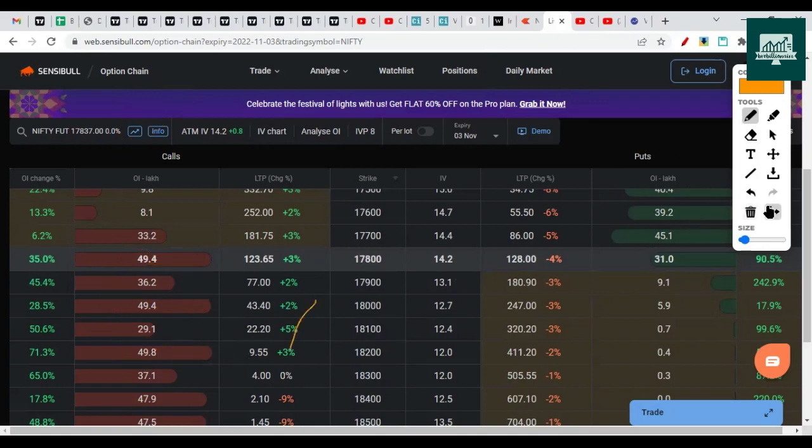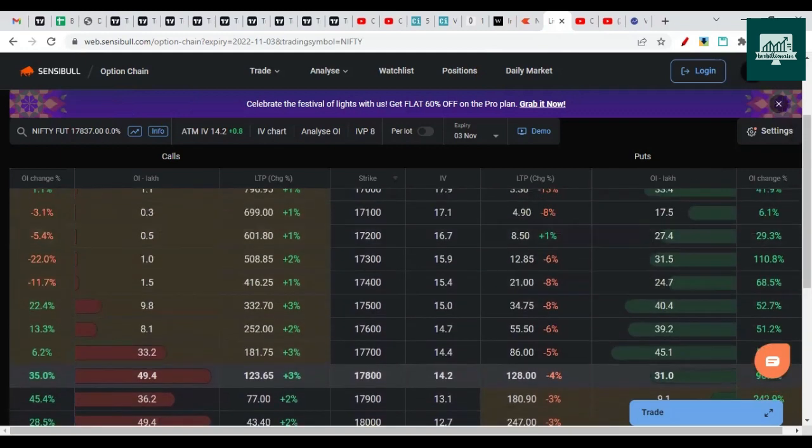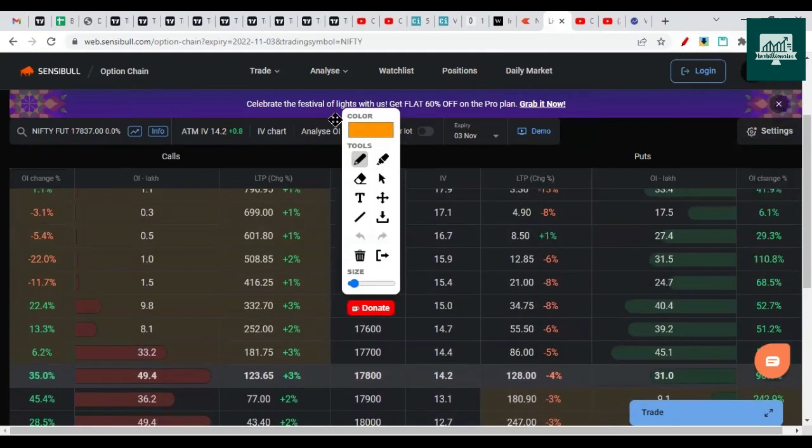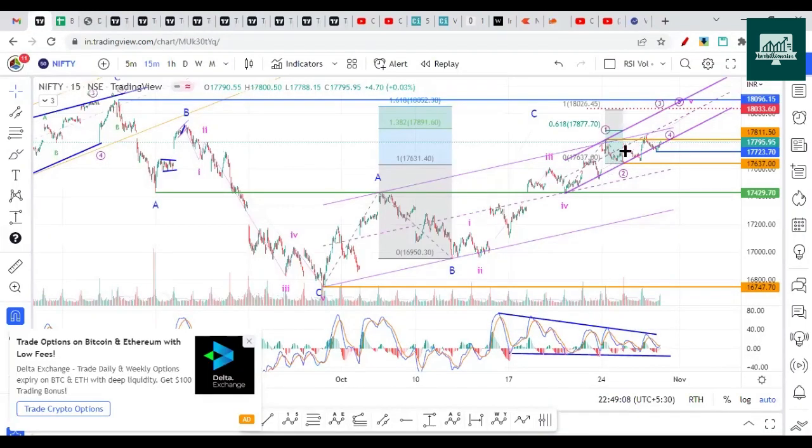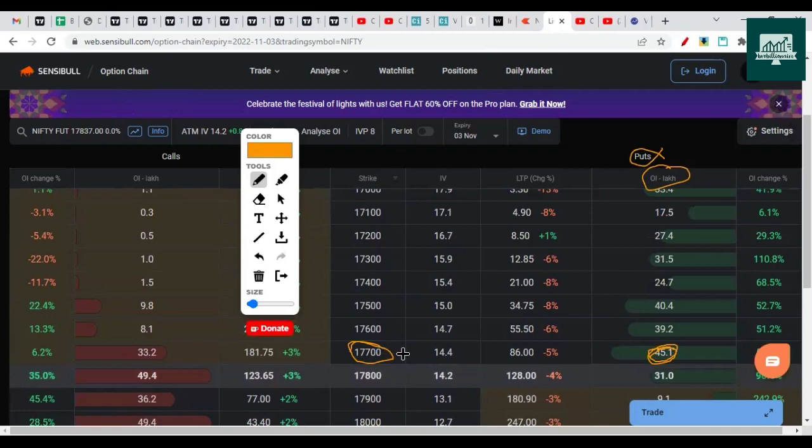On the downside, put open interest acts as a support. Whichever number is biggest on the put side will act as a support. So here, as you can see, 17,700 is a major support. Put open interest is 45 lakh. So this is the major support now. To support this, we have a swing at 17,723. If this 17,700 support is broken, we can see a sharp dip. 17,500 is an easy target, which is the next support.